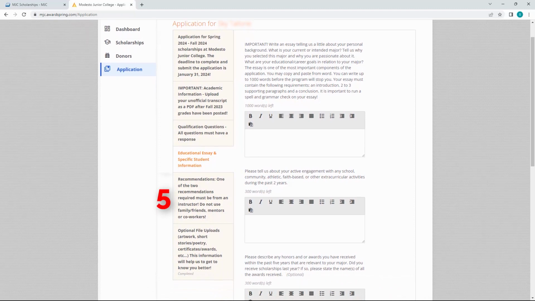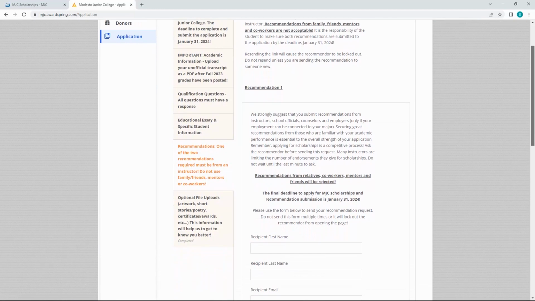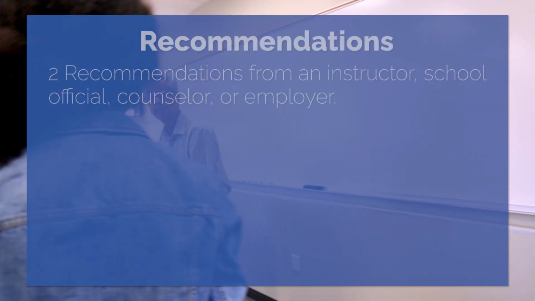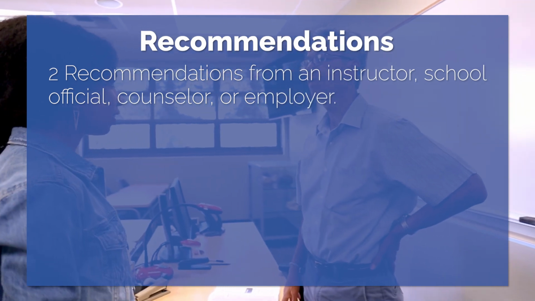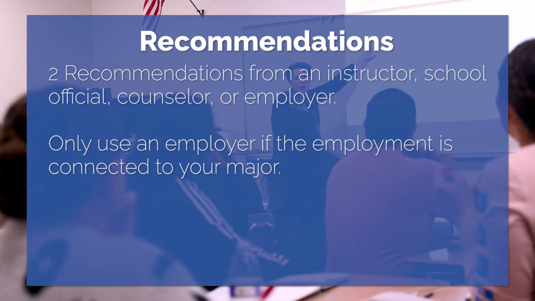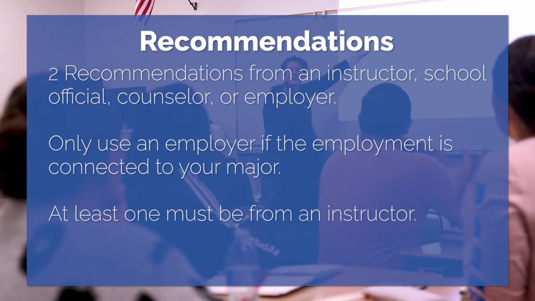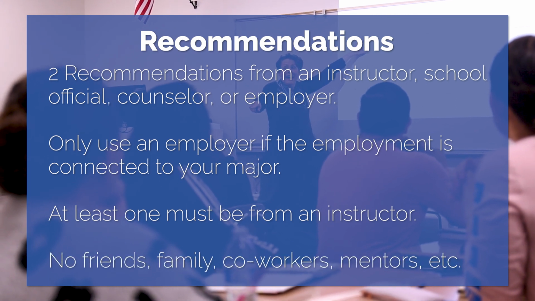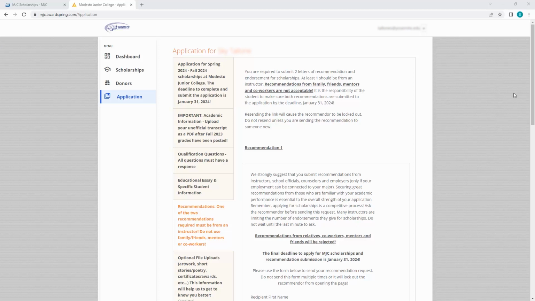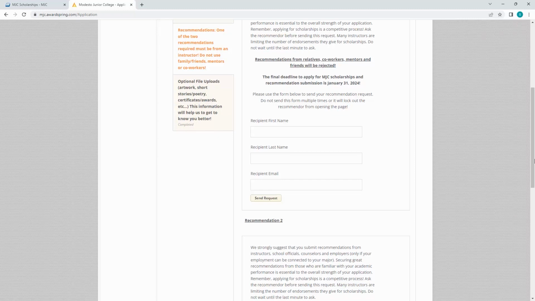The fifth section, recommendations. Students are required to have 2 complete recommendations from the following sources: an instructor, school official, counselor, or employer. Only use an employer if the employment can be connected to your major. At least 1 recommendation needs to be from an instructor. No friends, no family, no coworkers, no mentors. Never send a request for a recommendation without asking the person ahead of time.